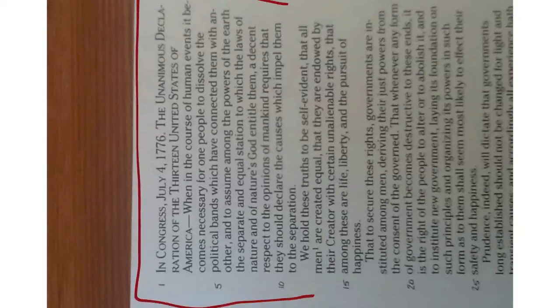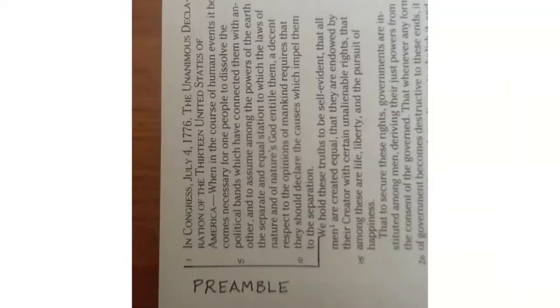So I want you to orient your paper so that it's just like this, and then I'm going to show you what to do next. So what I want you to do at this point is draw a line from line 1 down to line 11, and then write the preamble there. That's basically the introduction to the Declaration of Independence.